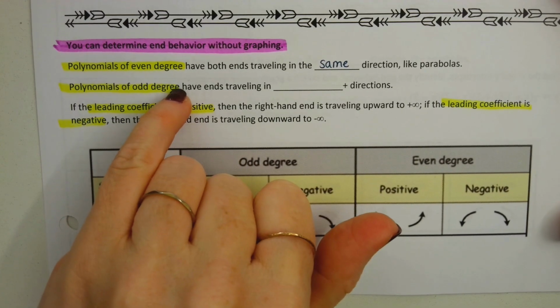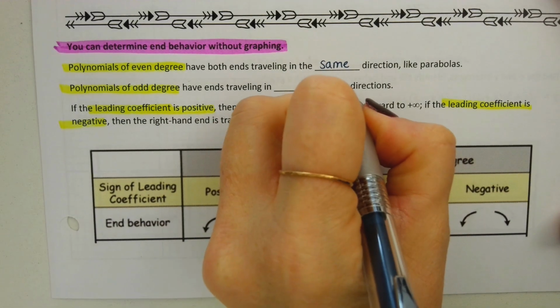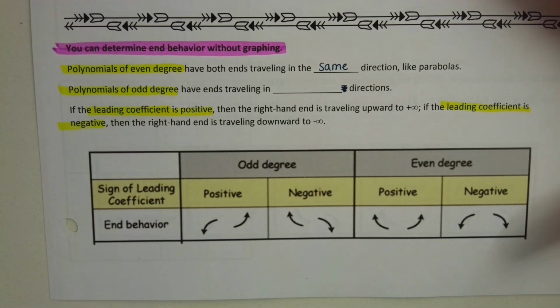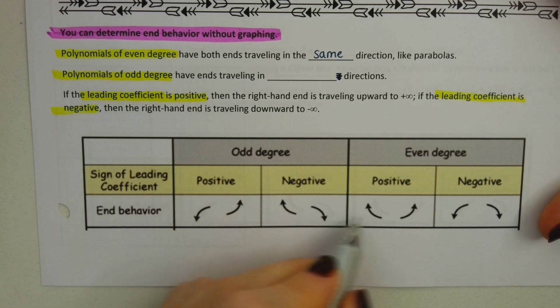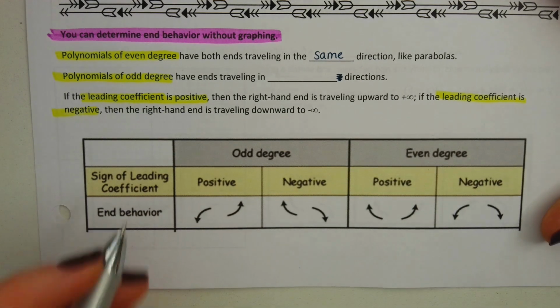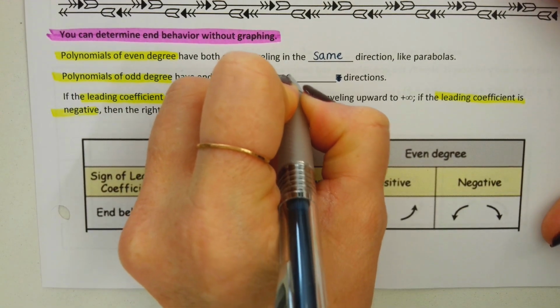Polynomials of an odd degree, there's a random plus sign here for no reason. Scratch that out, that was a typo. Polynomials of odd degree have ends traveling in opposite directions. And you can actually see that here. One goes up, but the other goes down. They have ends traveling in opposite directions.